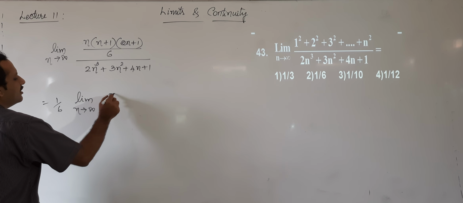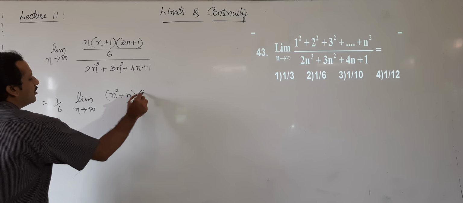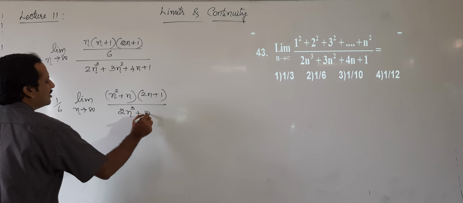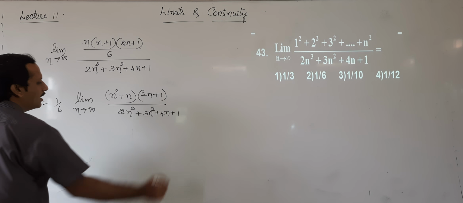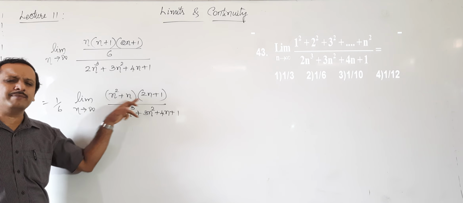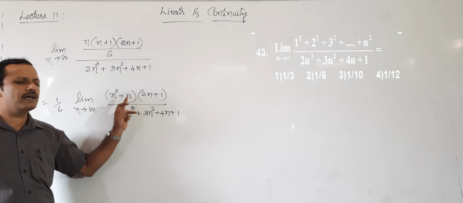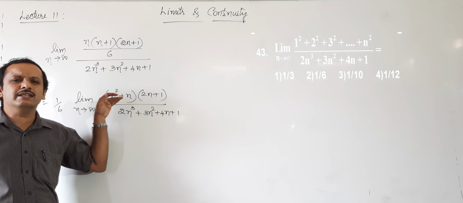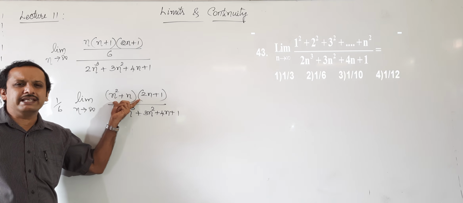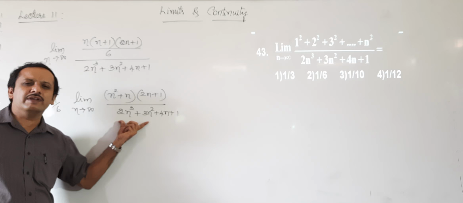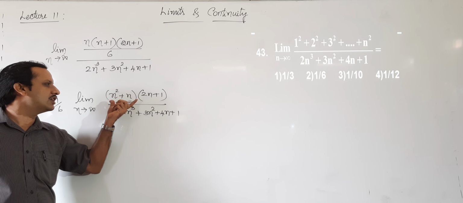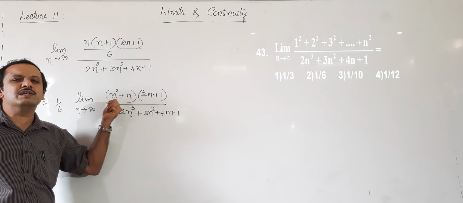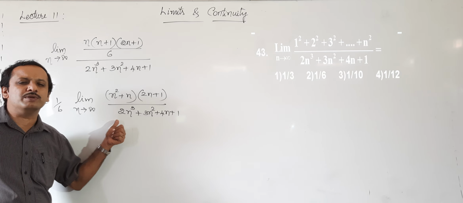Now multiply this, you are going to get n square plus n into 2n plus 1 divided by 2n cube plus 3n square plus 4n plus 1. Further, if I simplify this, if I multiply, I am going to get 2n cube plus n square plus 2n square plus 1. So you will get a polynomial of degree 3. Numerator is a polynomial of degree 3. Denominator is also a polynomial of degree 3. In the numerator, the coefficient of highest power of n, in this case the coefficient of n cube, is 2. In the denominator also, the coefficient of n cube is 2.